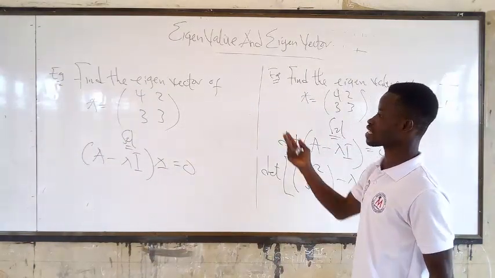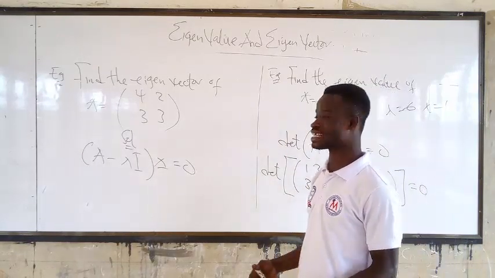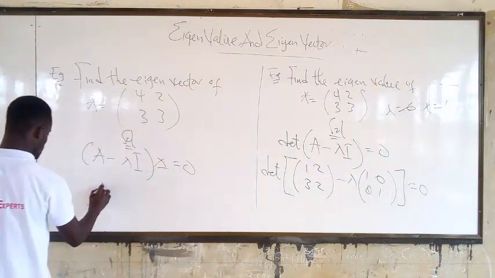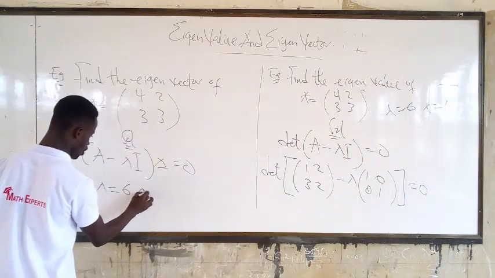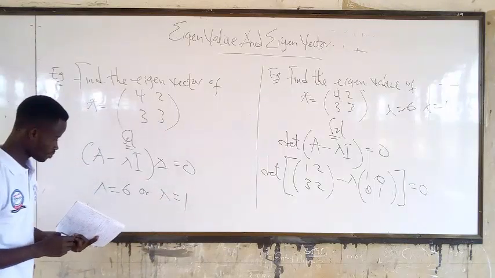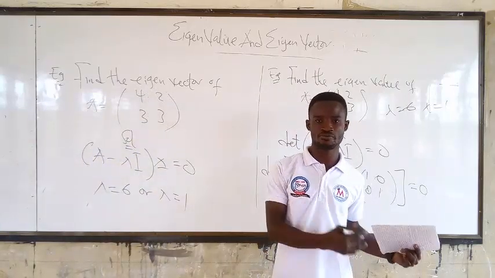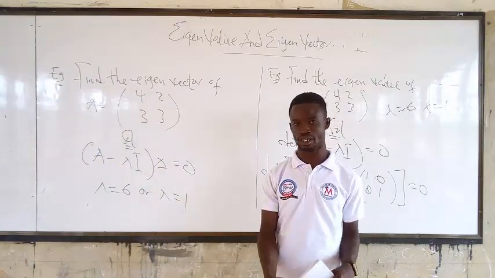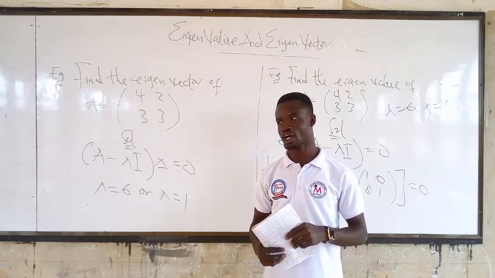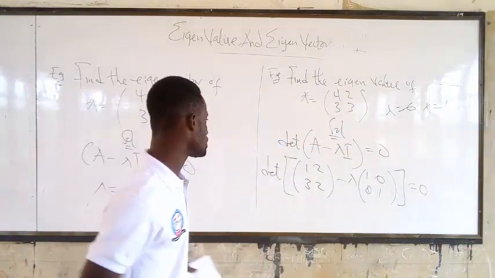Now, for this question, we have to go back to finding the eigenvalue. We know it already: lambda is going to be 6 or lambda is going to be what? 1. Now, in finding the eigenvector, two cases come in. Sometimes your result is going to differ, so let's go to 2 and see what you are going to get.